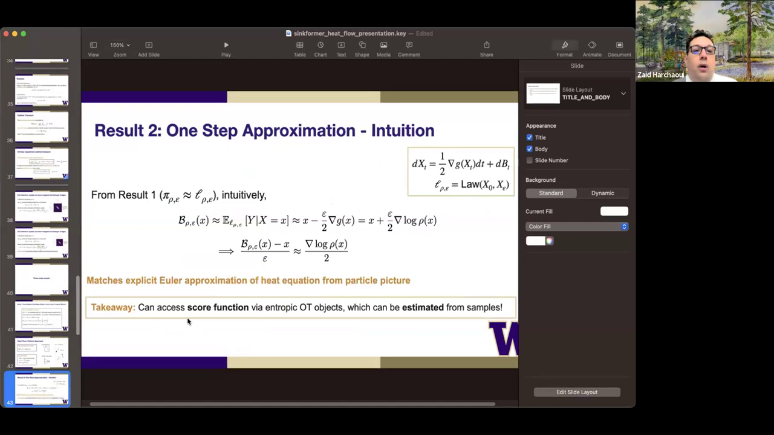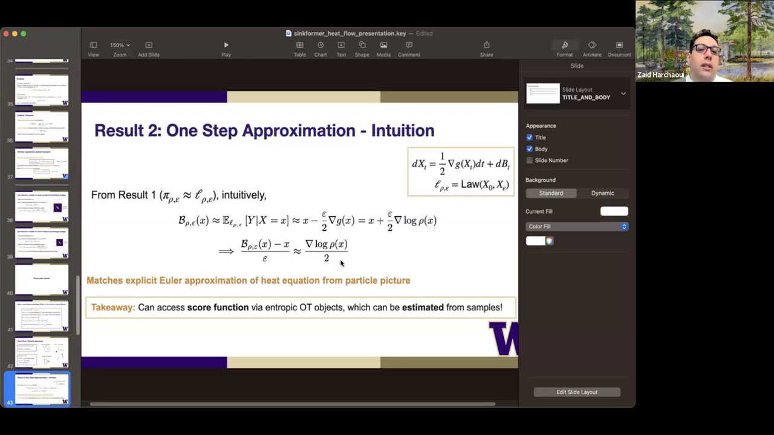Okay, so the key result of our paper is that the barycentric projection can be approximated by something that is very close to the score, up to the identity map. So in other words, the same marginal coupling that we use to describe the process of the self-attention layer, this map we can relate directly to the score, that is the derivative of the log of the measure.